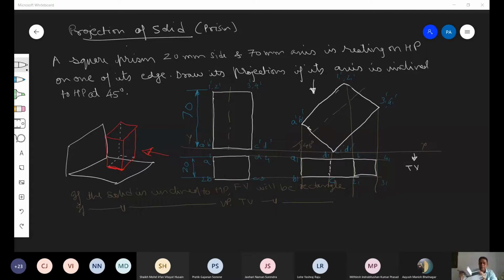Similarly, see if it is inclined to VP, this is VP. Now this is the first quadrant. If it is resting like this, it means it is resting on VP. The entire solid is resting on VP. But now it will be made inclined to VP. How will we make it inclined to VP? Can you see this? I am making it inclined to VP, and you can see the inclination here.